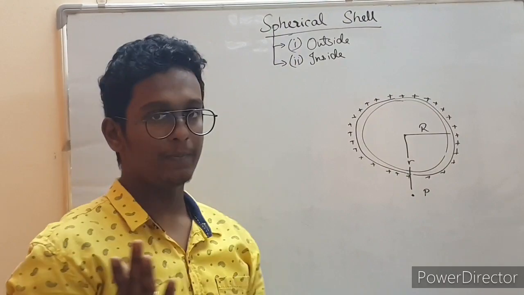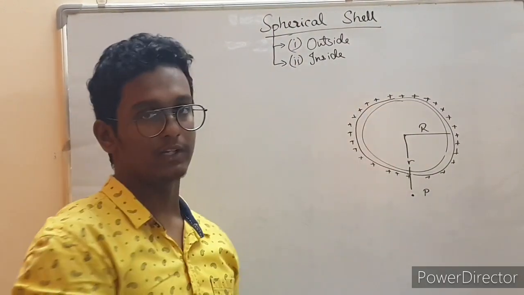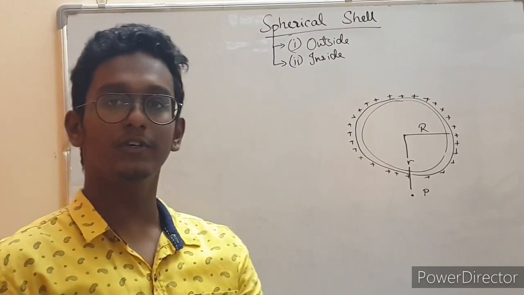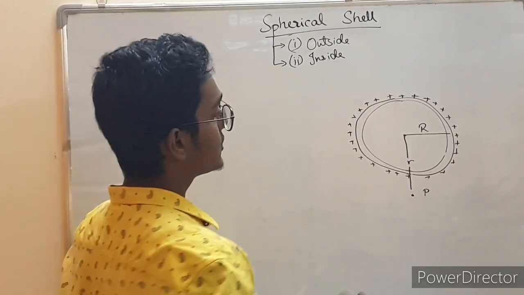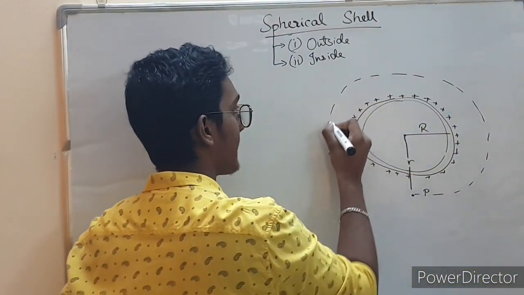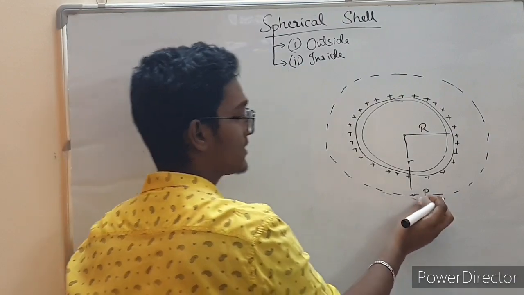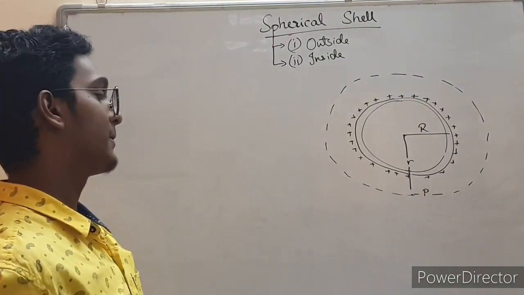So the first step, as always, is to draw the Gaussian surface. When it is already given as a sphere, the easiest Gaussian surface to draw is a sphere. So let's draw a sphere containing the point P. It's important to remember that it should contain the point you're considering. So this is the sphere.